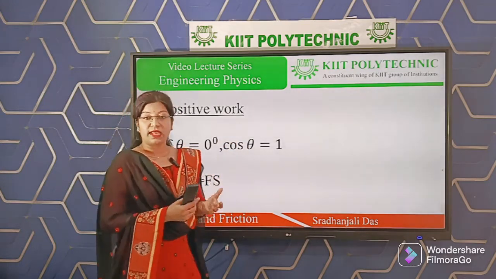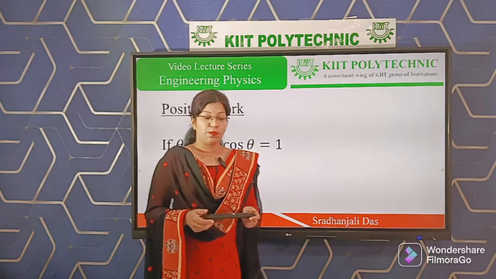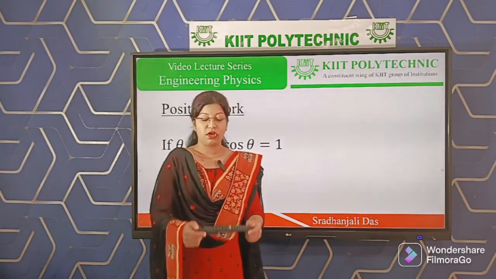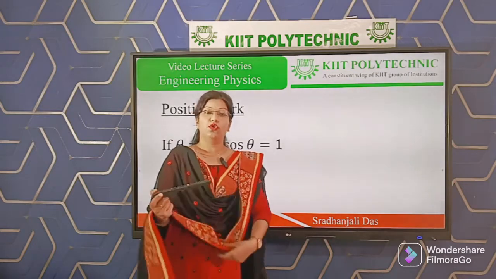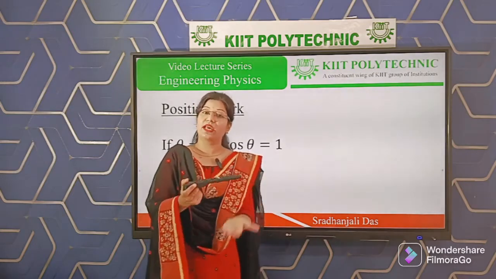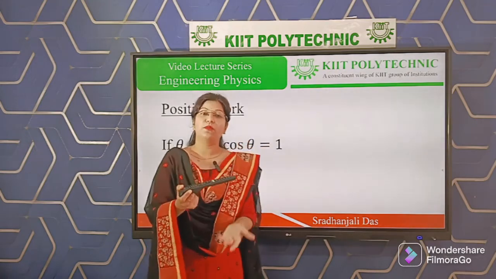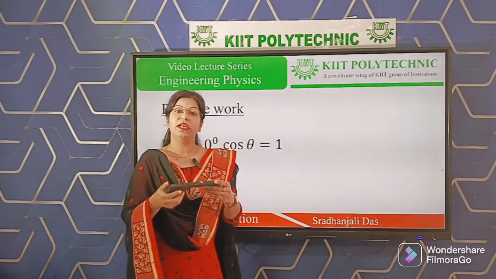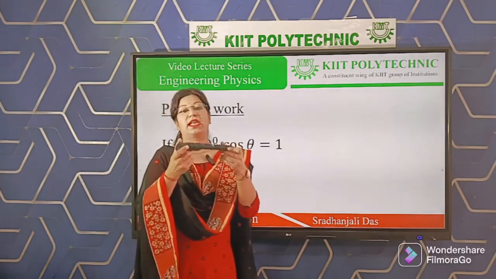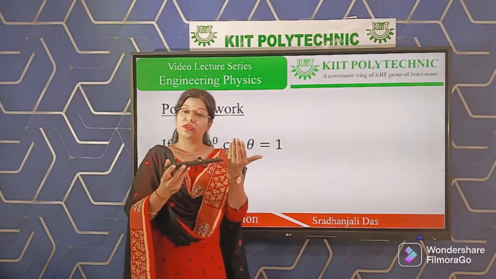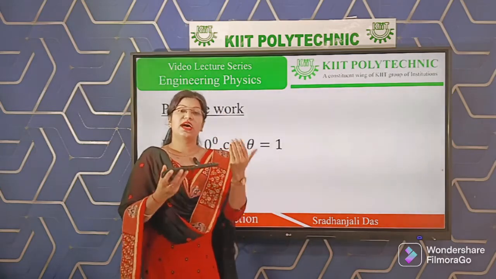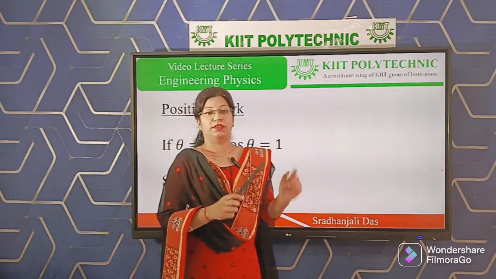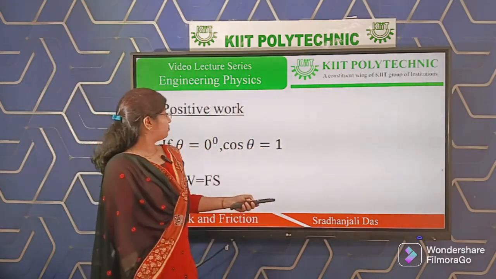Let's discuss one example of positive work. Suppose a person is lifting a box in a vertically upward direction. So the person applies the force in the vertically upward direction. When the person applies the force vertically upward, what happens to the displacement? The displacement is also in a vertically upward direction. That means the force and the displacement are both along the same direction. That's why it is a positive work. Now we move to the next one.